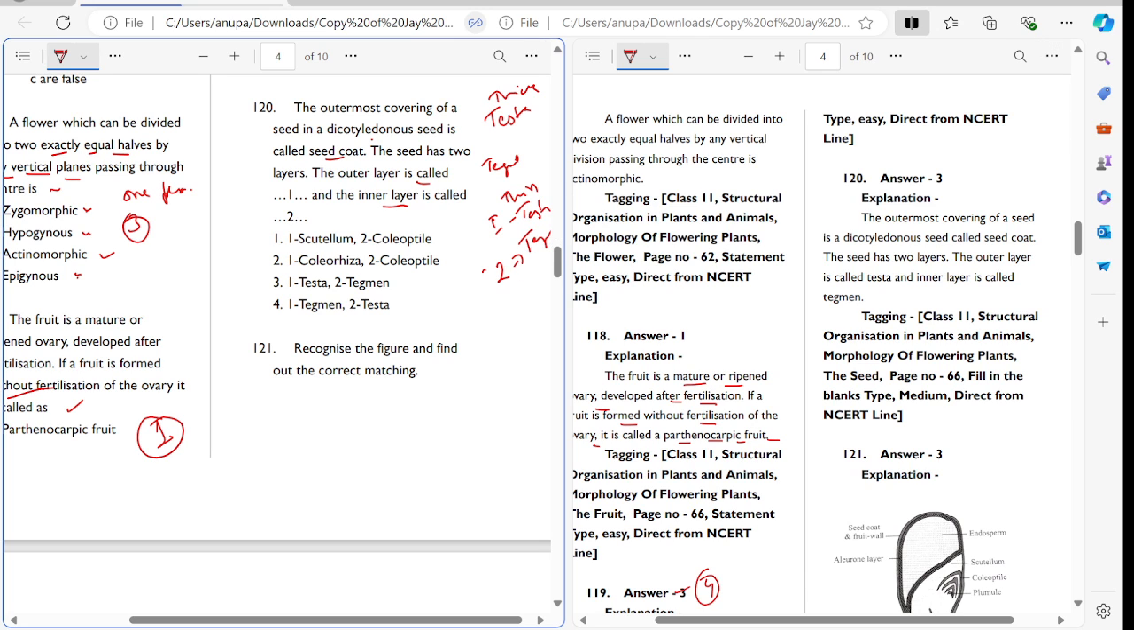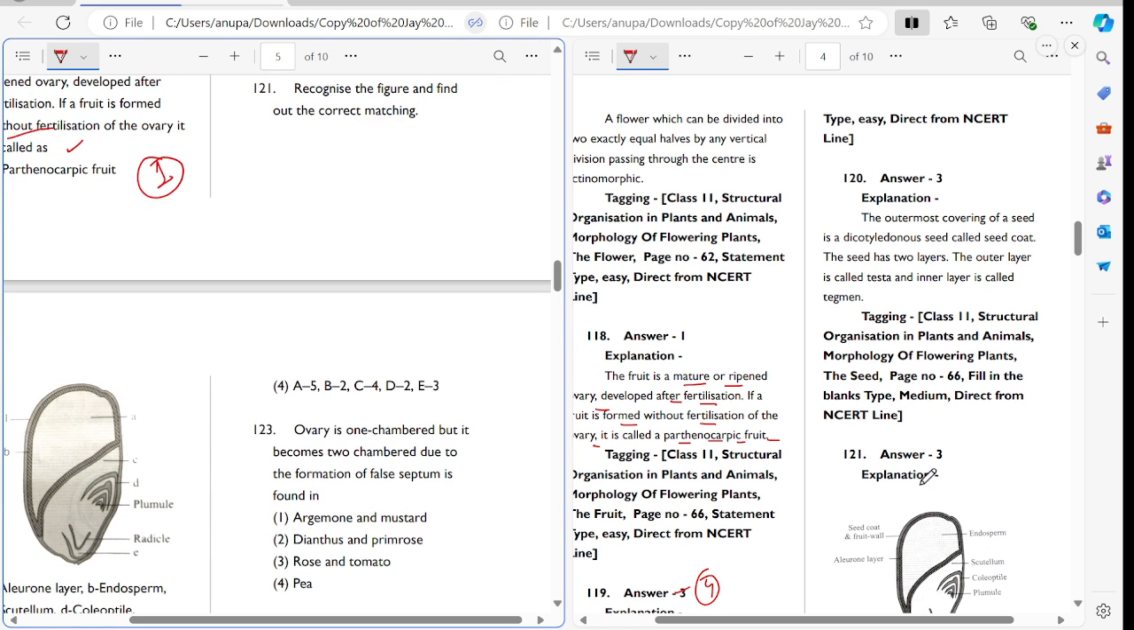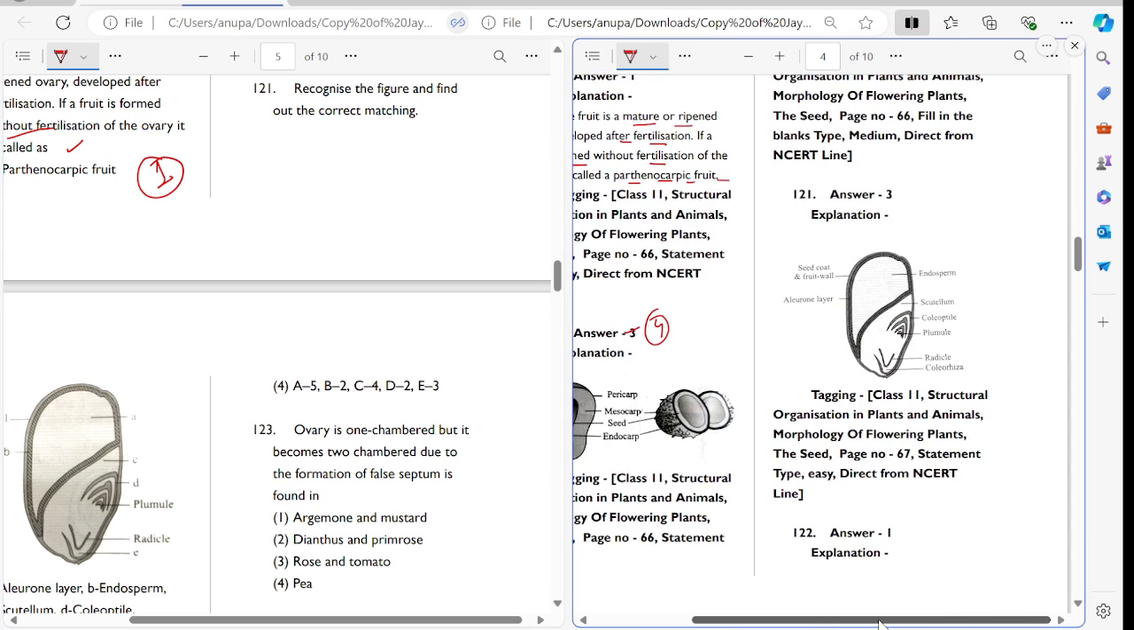Let's see the options. The first is scutellum and coleoptile. This is wrong. The second is coleorhiza, coleoptile. This is also wrong. The third is testa and tegmen. So this is right. And the fourth option, the first is tegmen. This is wrong and the second is also wrong. So the answer for this question will be option number 3, that is testa and tegmen. Now let's move to the next question, that is question number 121.